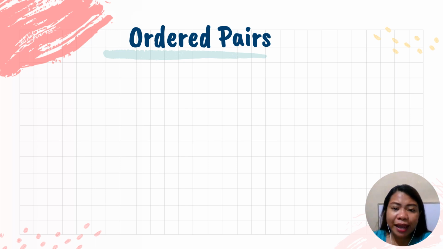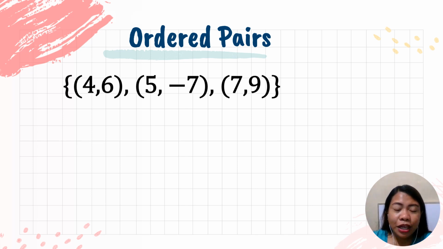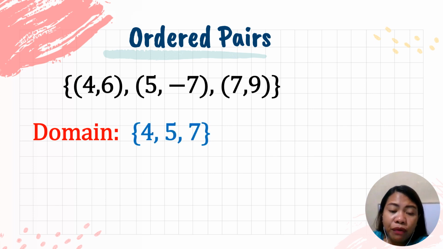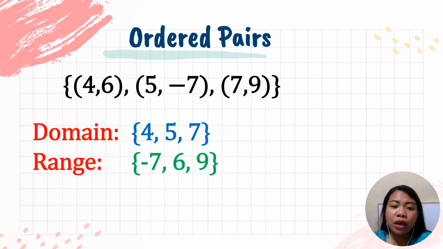So another set of ordered pairs. We have (4, 6), (5, -7), and (7, 9). So we are going to find the domain or the x coordinates. So we have 4, 5, and 7. While the range or the y coordinates, we have -7, 6, and 9.